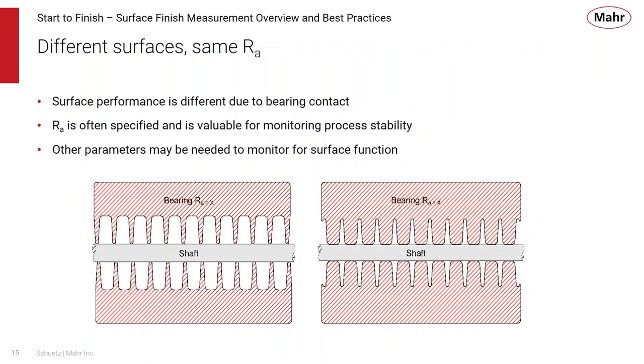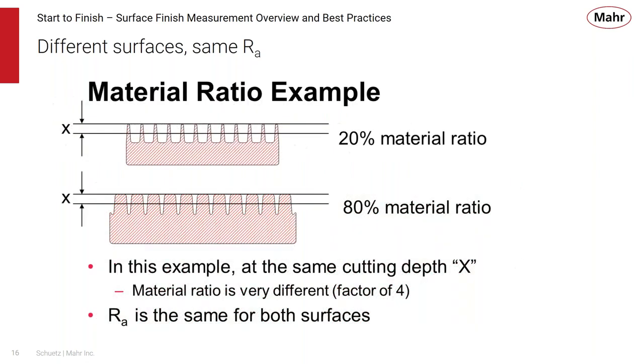Now, here's that same slide again where we talked about R sub A having the same value for both of these areas. And these are two bearing type of surfaces. And you can imagine that the bearing surface on the left one is probably not as good as the bearing surface on the right one. And just to know that there are ways, using parameters, that you can start analyzing these bearing surfaces if you need to. And that's through a material ratio example.